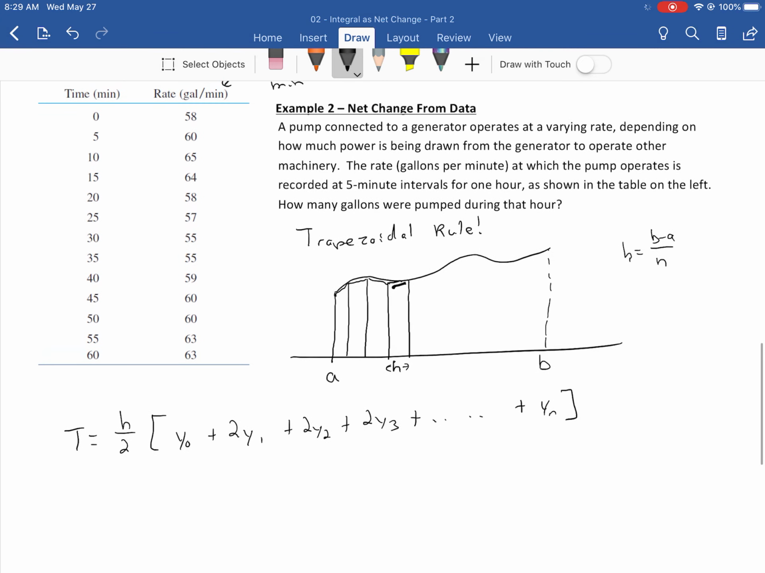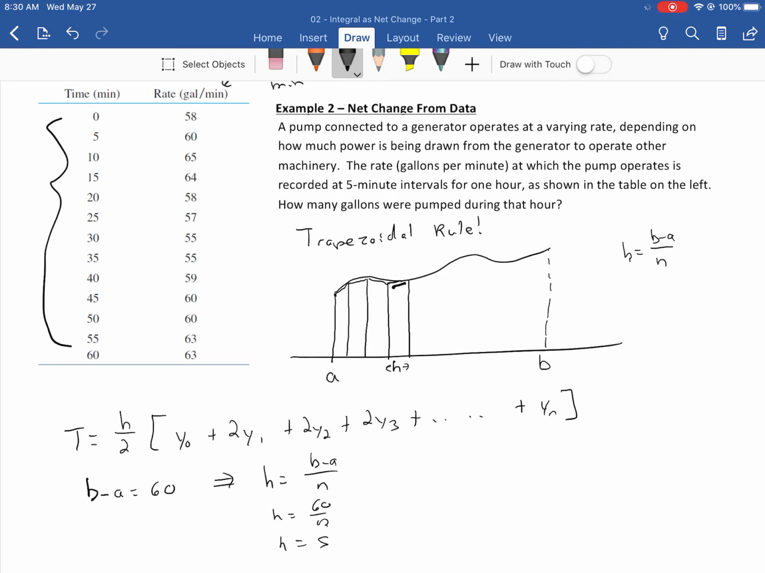For now, it's just nice to have all of that in one formula that you can use when you have data that's changing over time, but you don't have a formula for every single moment. So when I put all those numbers in, I'm going to do my calculation on this one. We've got to find this h before I even start. First of all, b minus a is just 60 minutes. The whole thing is 60 minutes long, and they divided that into 12 sections.